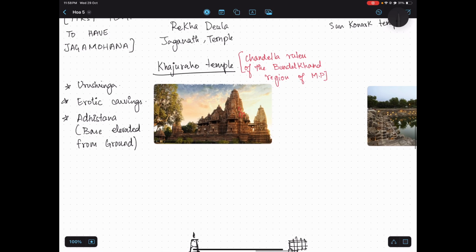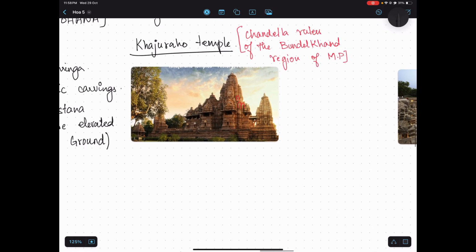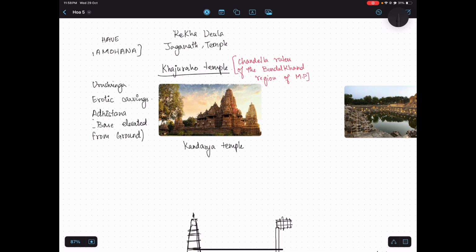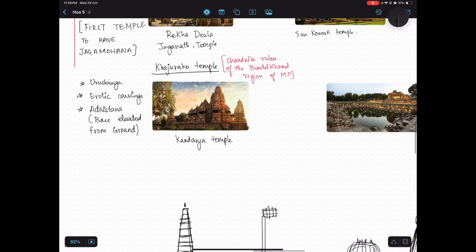Now this is an example of the Kandarya temple. And also these temples are inscribed in the UNESCO sites now, so they are of importance. And another temple example that I want to mention is the Vishwanath temple.